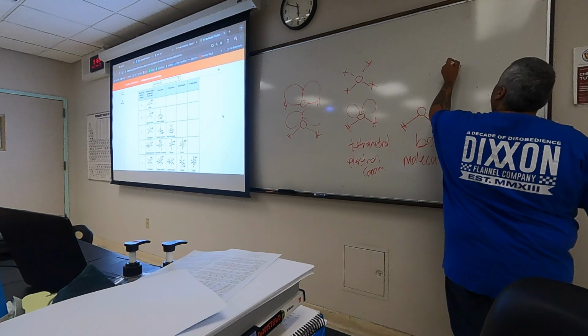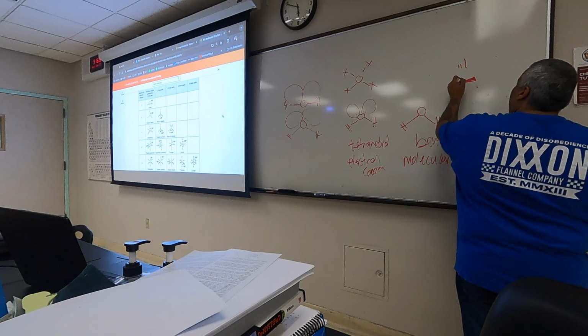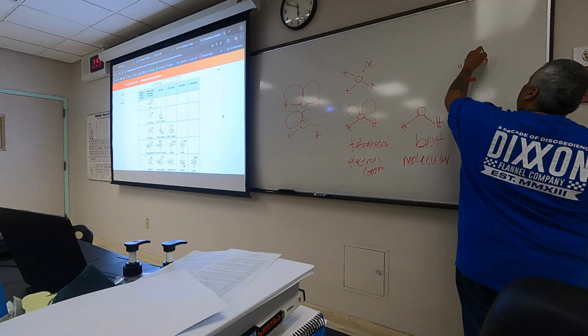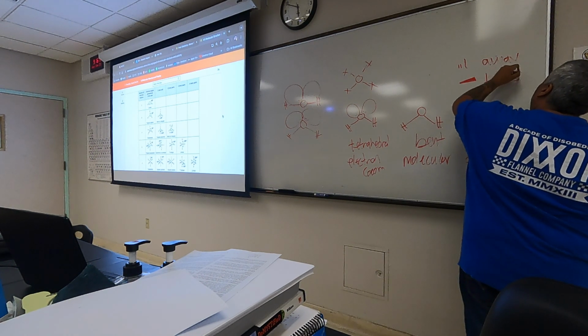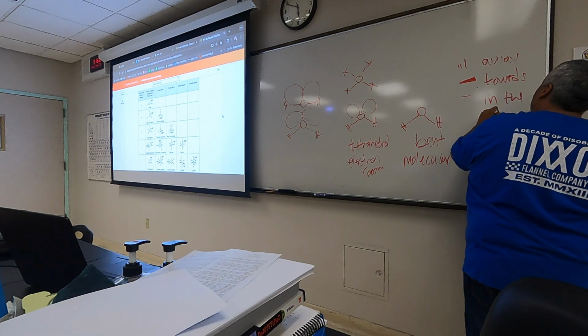When you see these here, these are what we call dashes and wedges. And then we see these straight lines here. This means an atom going away from you. This means towards you. And this means in the plane.